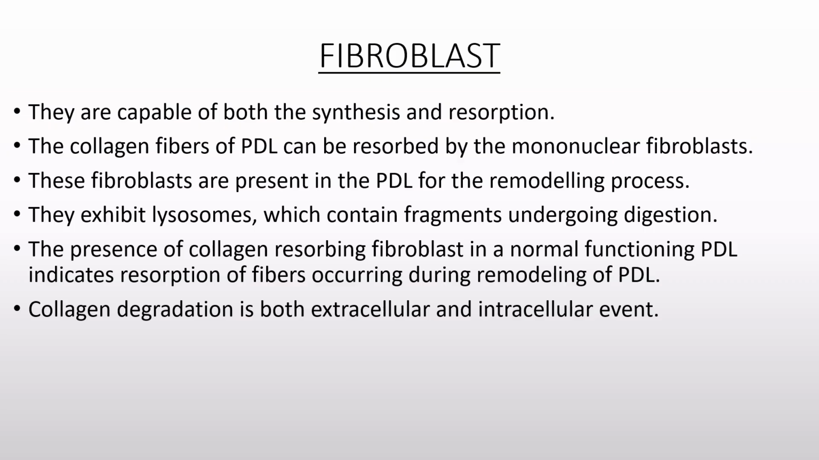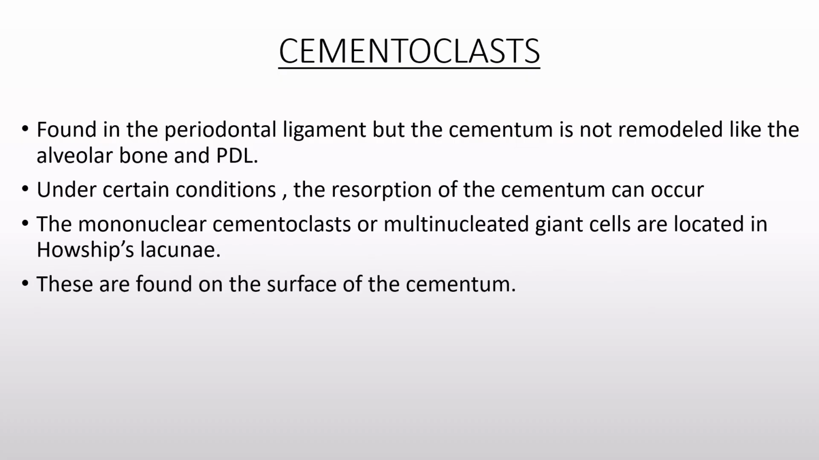Coming to the fibroblasts, these are cells which are capable of both synthesis and resorption. The collagen of the periodontal ligament can be resorbed by the fibroblast. They are present in the periodontal ligament for the remodeling process. These cells exhibit lysosomes containing fragments undergoing digestion. The presence of collagen-resorbing fibroblasts in a normally functioning periodontal ligament indicates the resorption of fibers occurring during the remodeling of the periodontal ligament. Collagen degradation involves both extracellular and intracellular events.